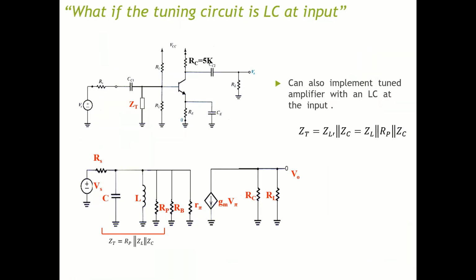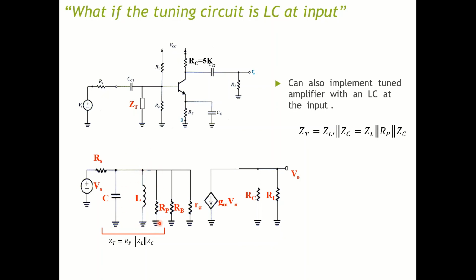Instead of putting the tuning circuit at the load, you can also put the tuning circuit in form of only LC at the input. So as you can see in here, we have an impedance ZT, the total impedance. We couple that to the input. If you basically convert that to the equivalent circuit, we can expand the ZT into C and L, if it's an LC circuit.